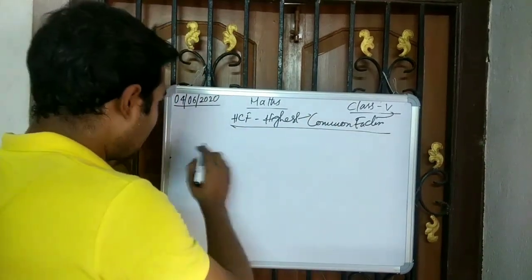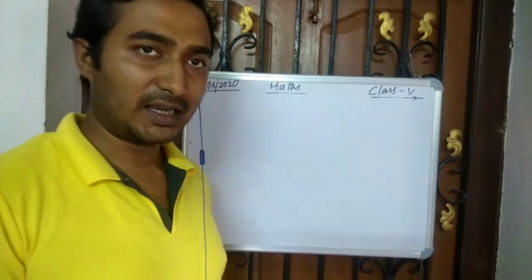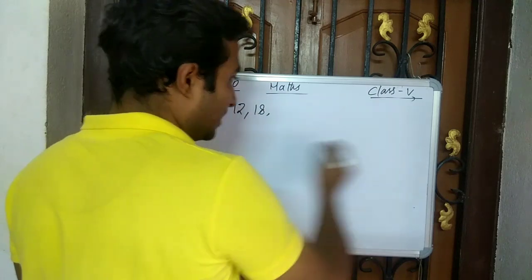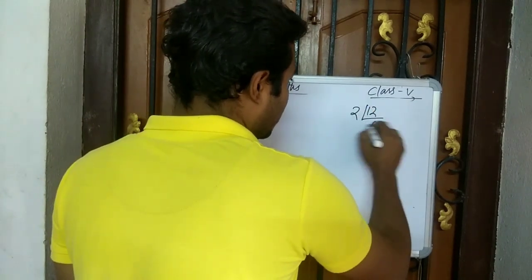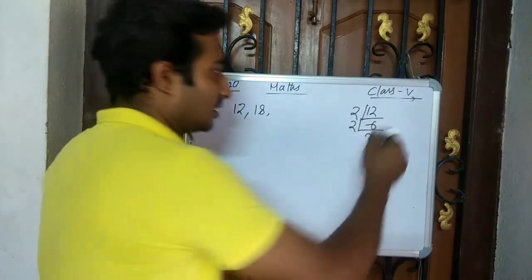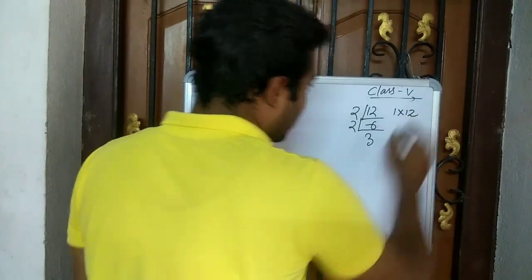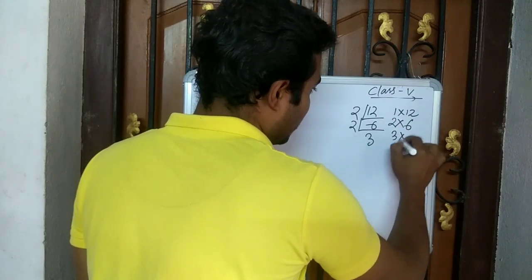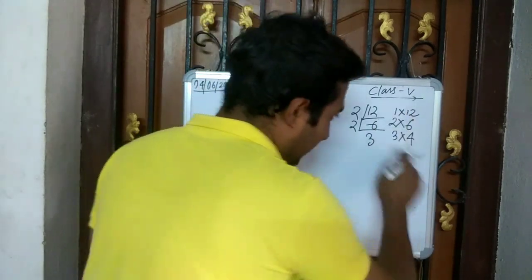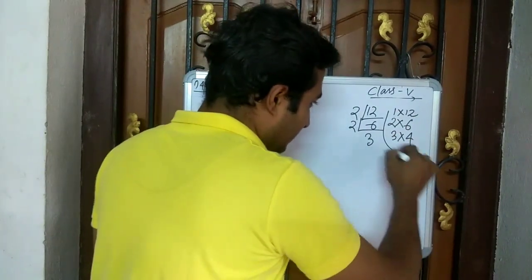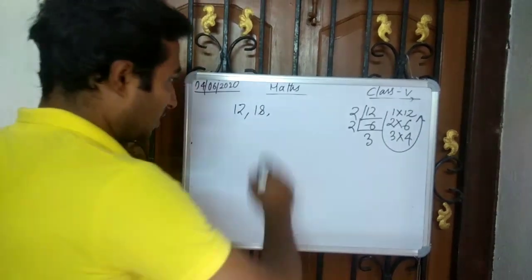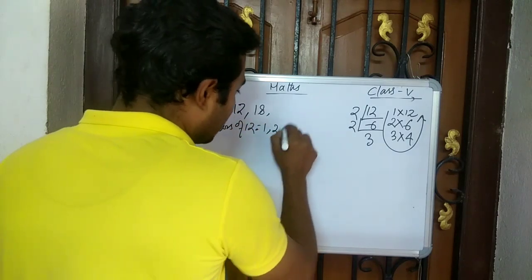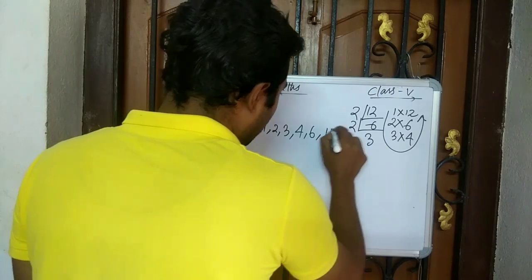So let's start. The first method of finding an HCF is the listing factor method. So how to do it? We are taking an example, 12 and 18. 12 can be written in multiple ways: 1 multiplied by 12, 2 multiplied by 6, 3 multiplied by 4, and nothing else. So the factors of 12 are 1, 2, 3, 4, 6 and 12.